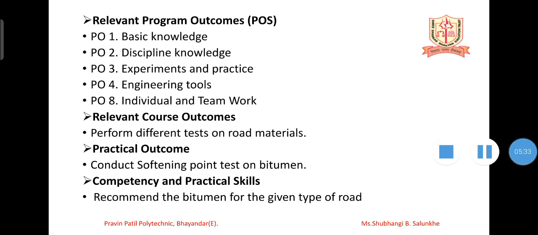Then the competency in the practical skill. After performing this, which skill is developed in you? That is recommending a bitumen for a given type of road. After performing this practical, you should know whether we can use this bitumen for a specific type of road or not. So this ability has been improved in you after performing this practical.